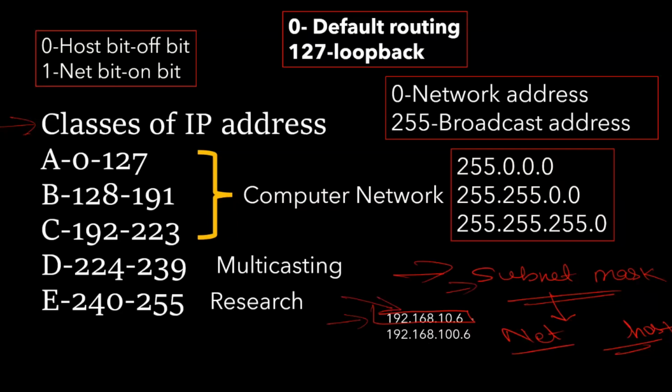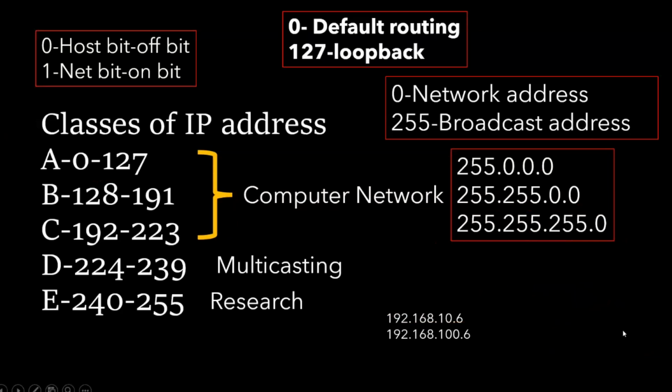So how can we use the subnet mask? For class A, the subnet mask assigned is 255.0.0.0. For class B, it is 255.255.0.0. For class C, it is 255.255.255.0. By default it is assigned by the IANA. Now how can we identify which is the network part and which is the host part? For that we can see it like this.